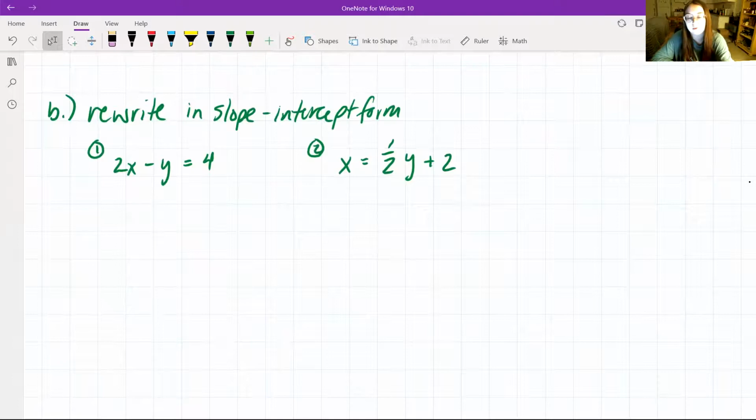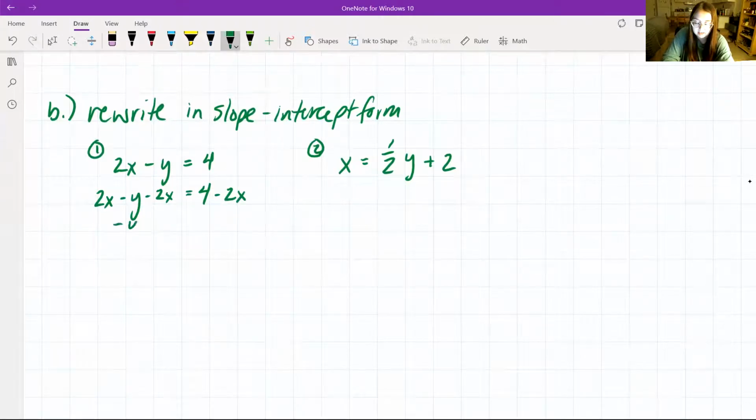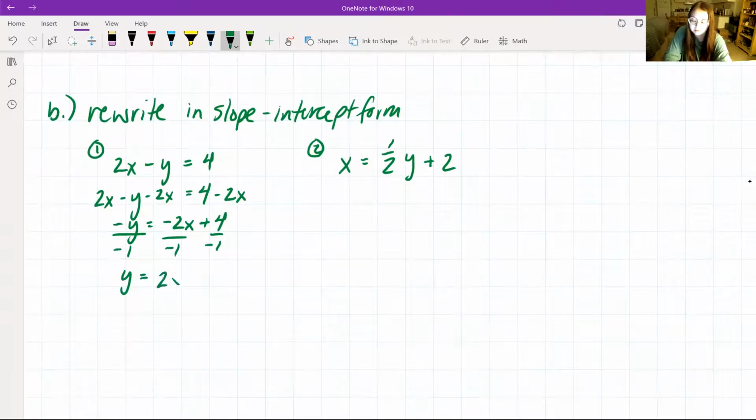Starting with equation 1, we want to isolate y, so let's go ahead and subtract 2x from both sides. So now we're going to get negative y is equal to negative 2x plus 4. Since we have negative y, let's divide each term by negative 1. When we do, this is going to give us y is equal to 2x minus 4.